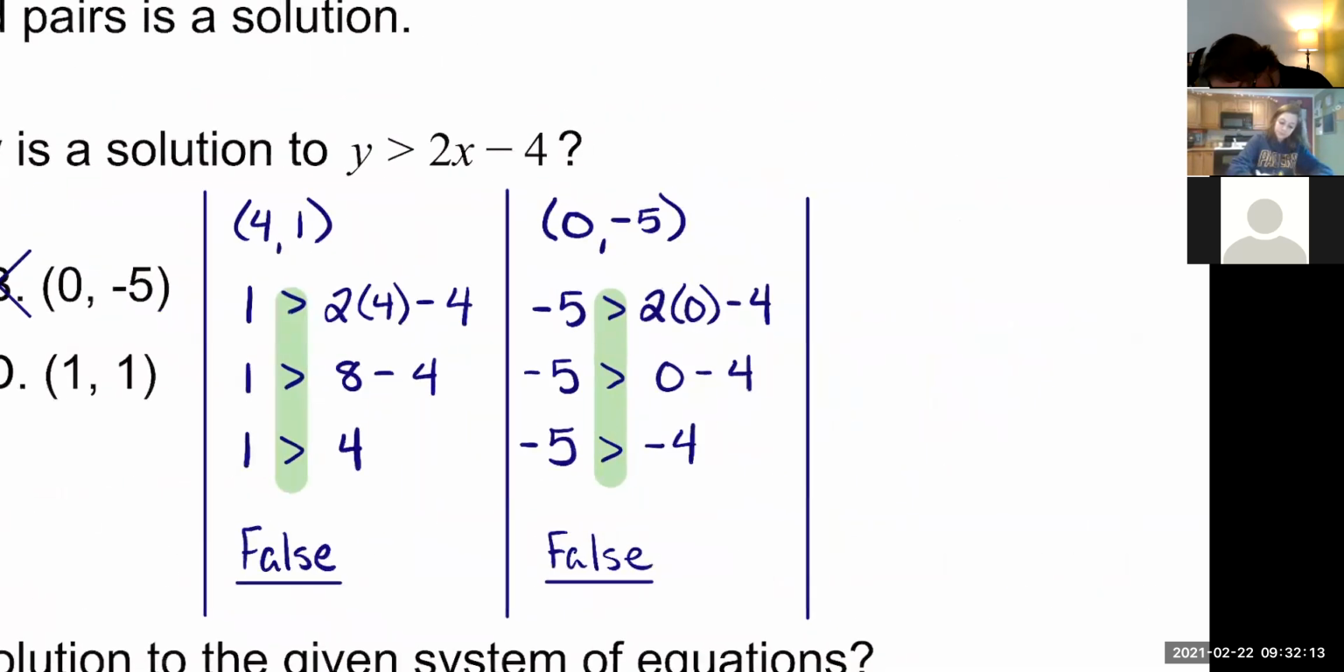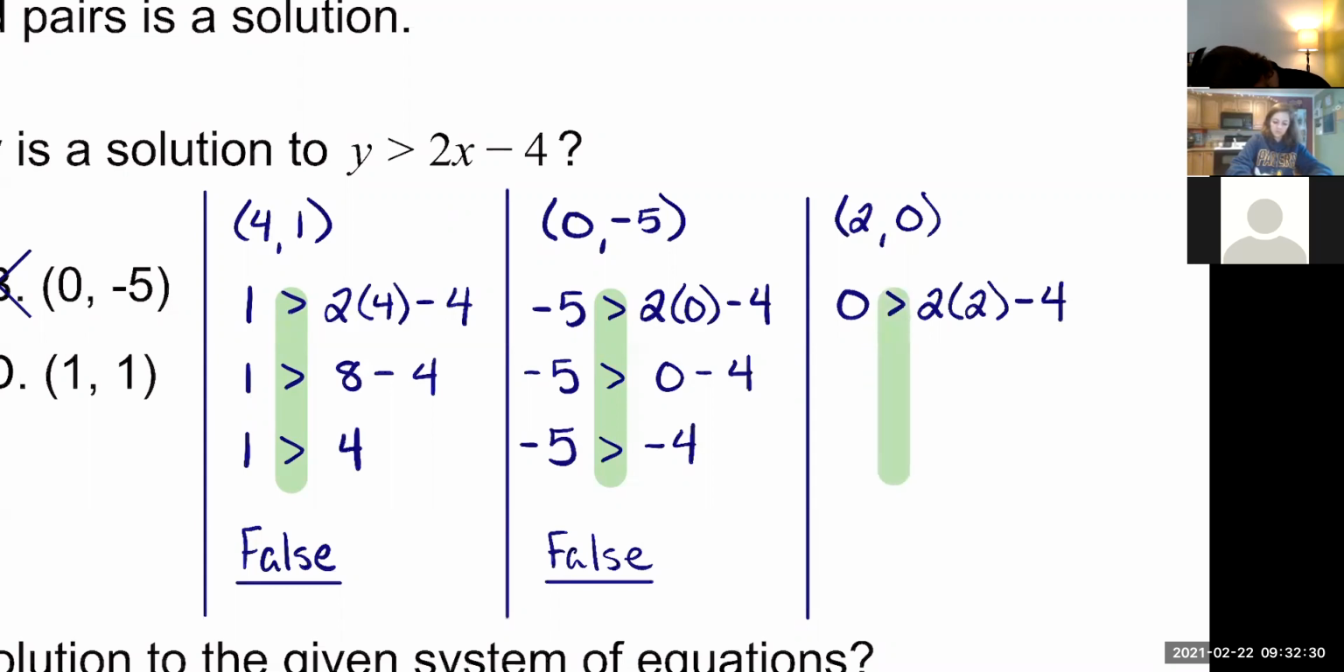So our next one is 2, 0. Plugging it in, I'll have 0 is greater than 2 times 2 minus 4. Run through our steps here. 0 is greater than 2 times 2, which is 4. And 4 minus 4 gives me 0. And I'm left with the statement 0 is greater than 0. Is that true? No. So 0 is equal to 0.